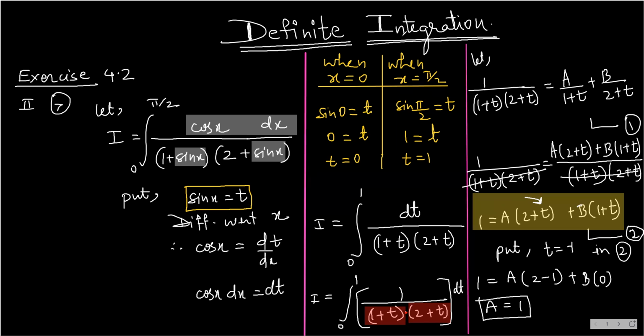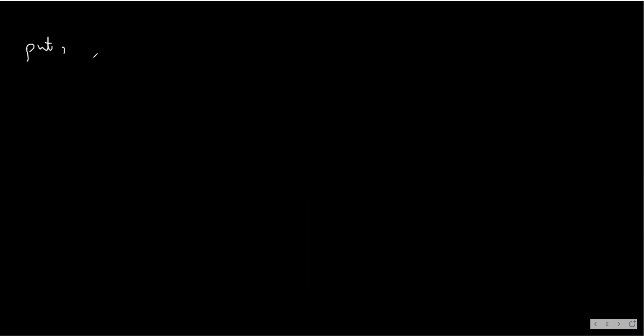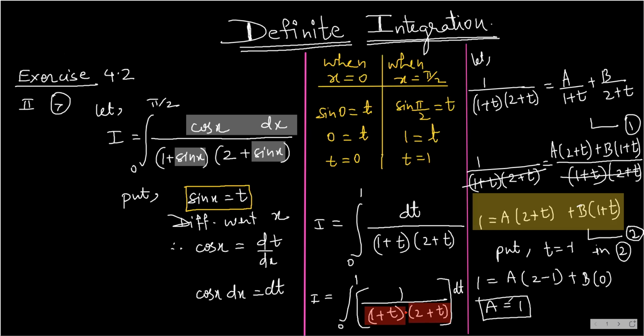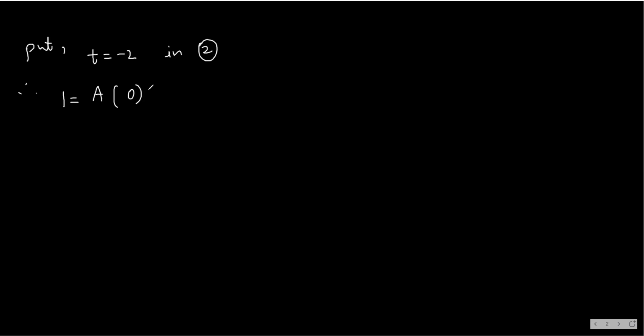A into 0 is 0, and then you will get b values. So here I write, put t equals to -2 in 2. So I will get, therefore, 1 equals to a into 0. Now how a into 0? Because 2 plus -2 is 0, and b into 1 plus -2. So here you have plus b into 1 minus 2. So I got 1 equals to minus b, and b equals to -1. So a is 1 and b is -1.